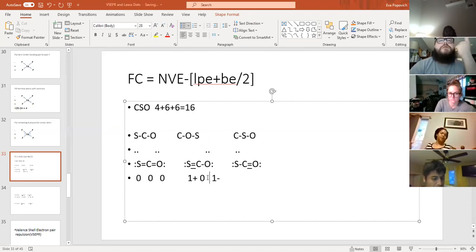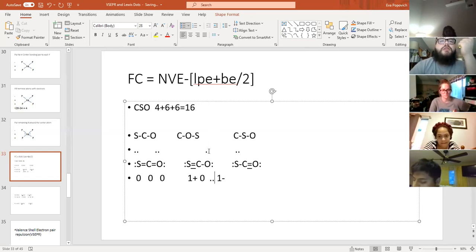Wait, what's the difference between the LPE and the BE? I thought the LPE was lone pair electrons, those are the dots, right? Those are the dots around the terminal atoms. And then the BE are the lines. The BE are the bonding electrons. They're the lines. Okay. Brian? Yeah.